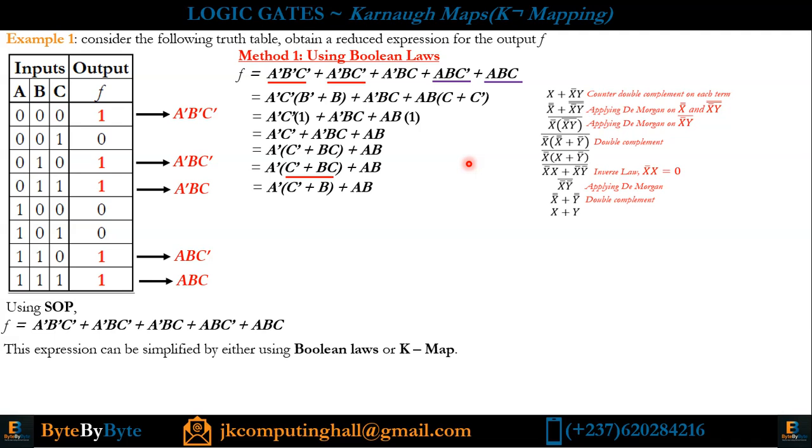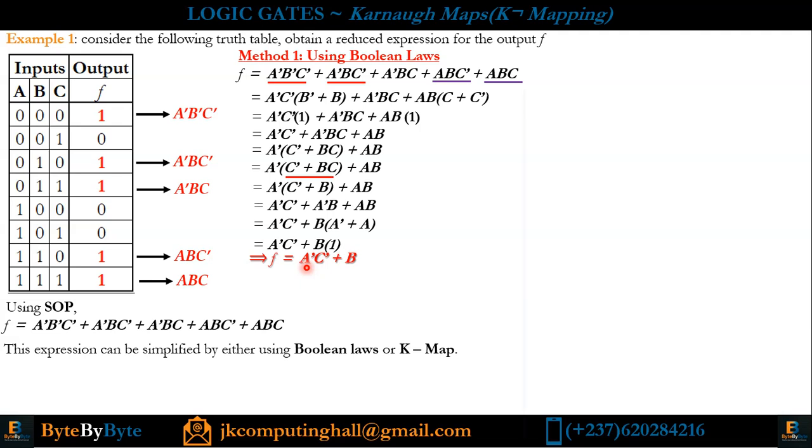I expand the bracket again. I'm going to have A bar C bar plus A bar B plus AB. And now at this level, I can factor out B. So I'm going to have A bar C bar plus B into A bar plus A. An input plus its inverse is 1. 1 times any input gives me back the same input. So this is the factorized expression of F, and this was using Boolean laws.